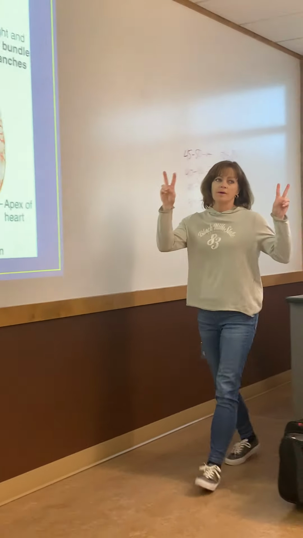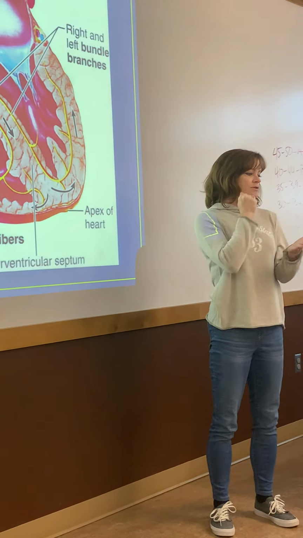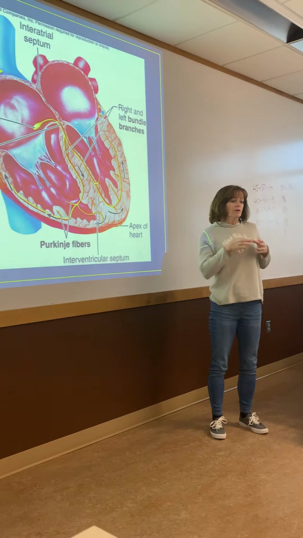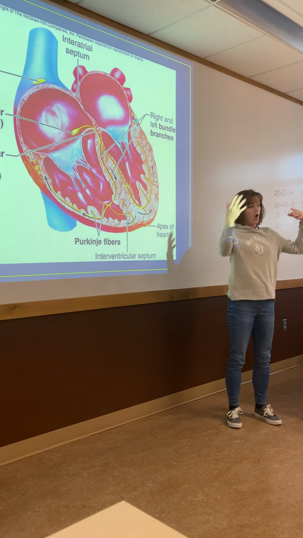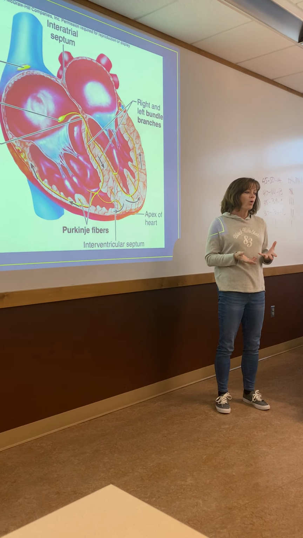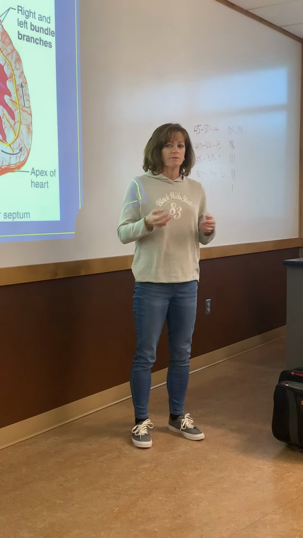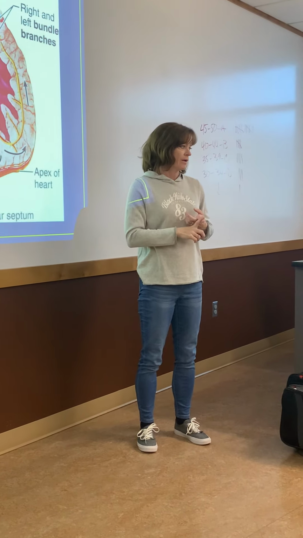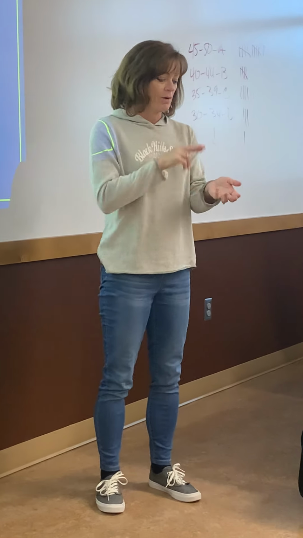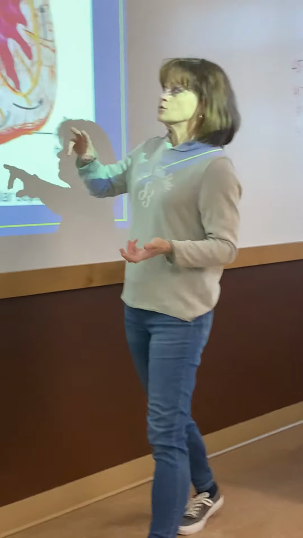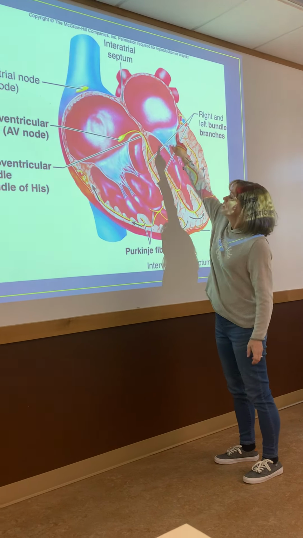So the SA node sits in the upper right atrium, is otherwise known as the pacemaker of the heart, because it starts the beat. And what it's going to do is it's going to automatically depolarize about 60 to 70 times a minute. That's your heart rate, right? We did our heart rate in lab, 60 to 70 beats per minute or so.